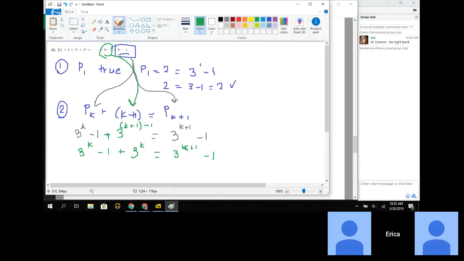All right, what did I do wrong here? It looks different than my paper. 3^k minus 1. Oh, I know what I did wrong. I forgot that this was all being multiplied by 2. Sorry, this one is being multiplied by 2. I forgot that out front. Something looks off there. That's being multiplied by 2. Okay.